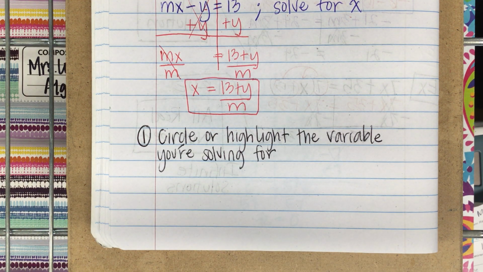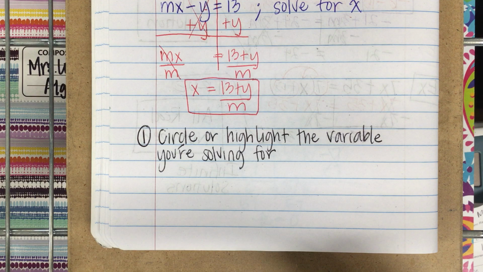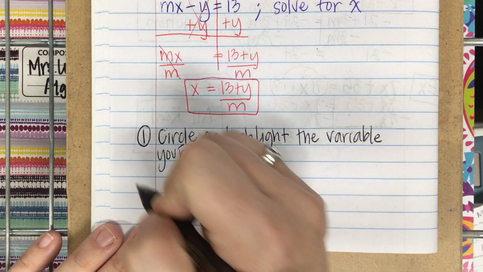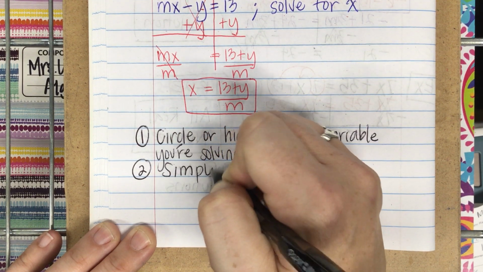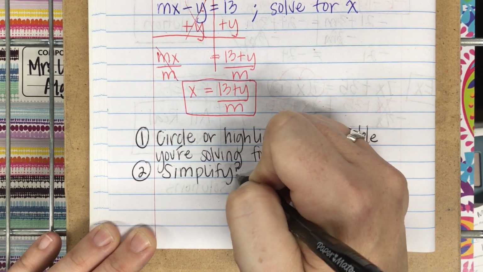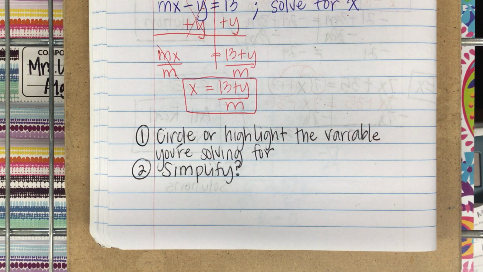Circle or highlight the variable you're solving for. That tells me that it needs to stay still. You need to ask yourself, do I need to simplify? Maybe you don't. But you have to check. Are there parentheses? Do I have to apply the distributive property?